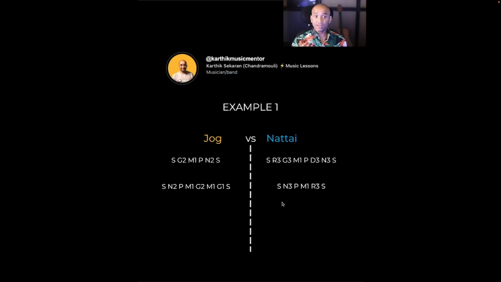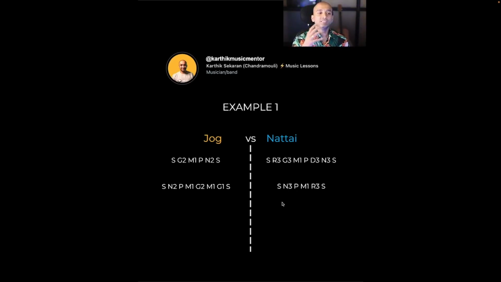Sa re R3, which is the Komal ga. Sa re ga ma pa dha ni sa. Dha 3 is again the Komal ni, okay, which doesn't show up in Jog. That is one difference. Pa dha ni sa. Avrohan sa ni pa ma re sa.